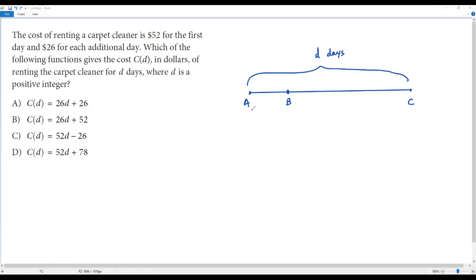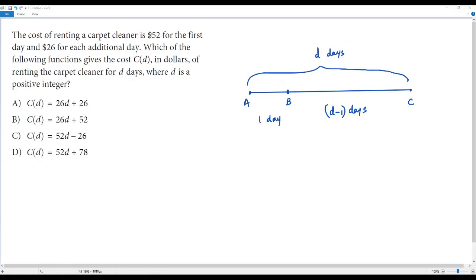And let's consider the length of this segment AB. We can assume the length of this segment AB as the first day, that is 1 day. And what is the length of this segment BC? To get the length of this segment BC, we have to subtract the length of the segment AB from the complete segment D days. Then we get D minus 1 days. Let me write it over here. Here we have the first day and here we have additional days.